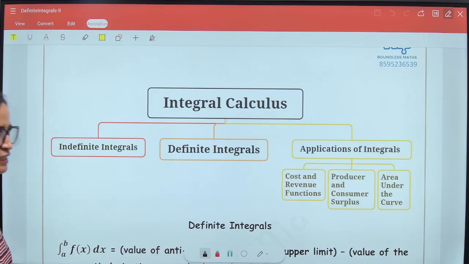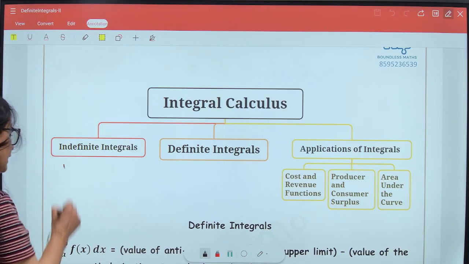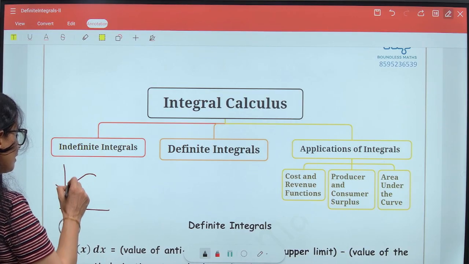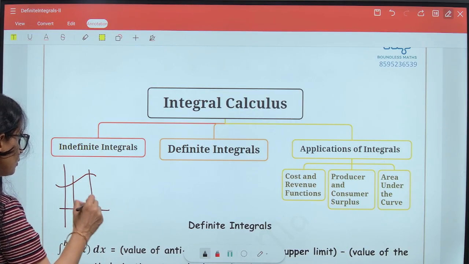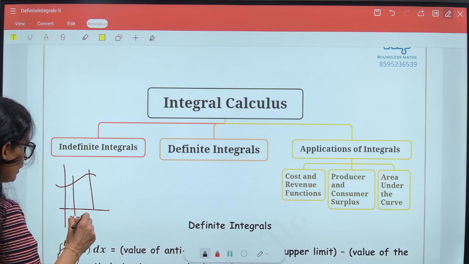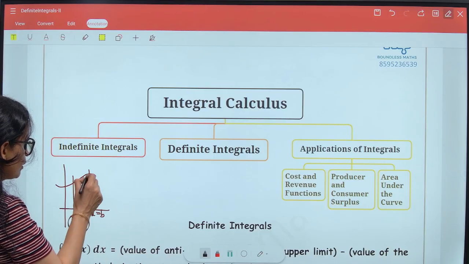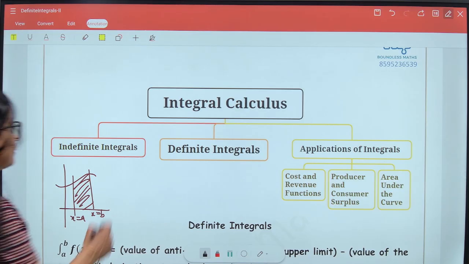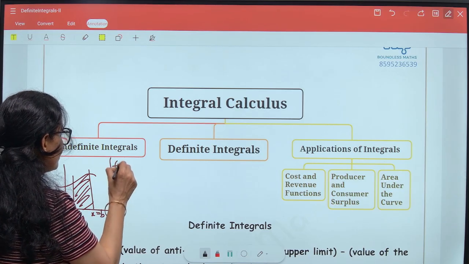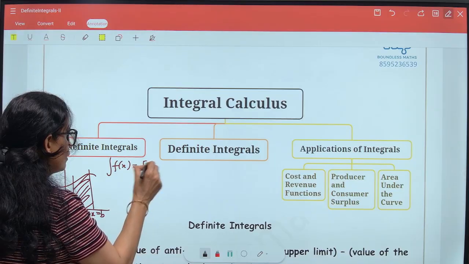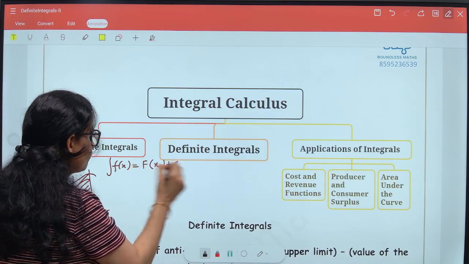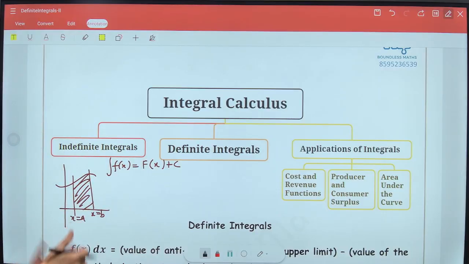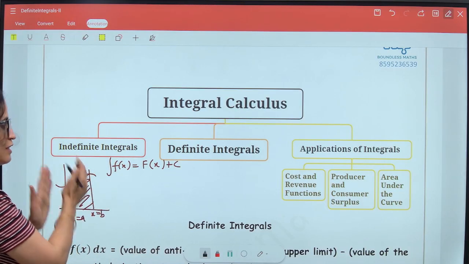What is definite integrals then? When we have to integrate a function, for example this curve, and we want to integrate this function bounded by x is equal to a and x is equal to b, so that we get the integral of this function within this range only, then that is called definite integrals. So that means if the integral of function f(x) is capital F(x) plus c, now we need to bound the integral of this function within this range.